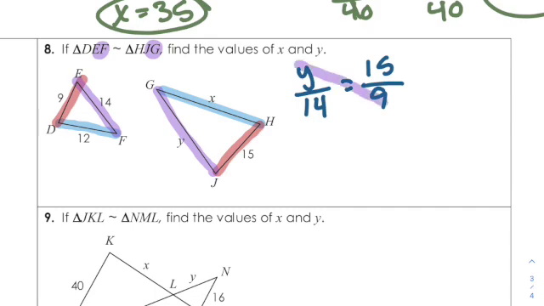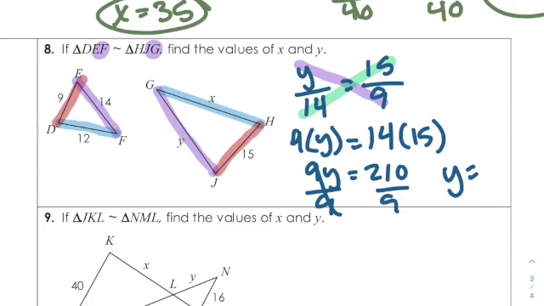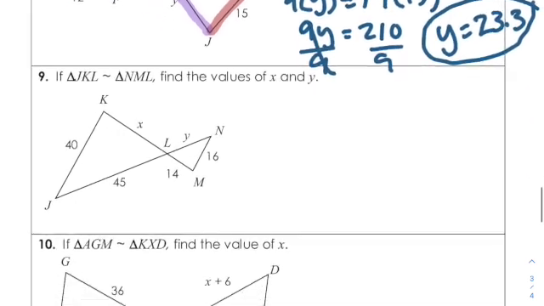So 9 times y equals 14 times 15. Okay, clearly 9 times y is 9y, and then 14 times 15 is 210. We divide both sides by 9, and we get y equals 23.3 repeating, so we'll just leave it as 23.3. Okay. All right, so we found x and y, number 8. Let's move to number 9.